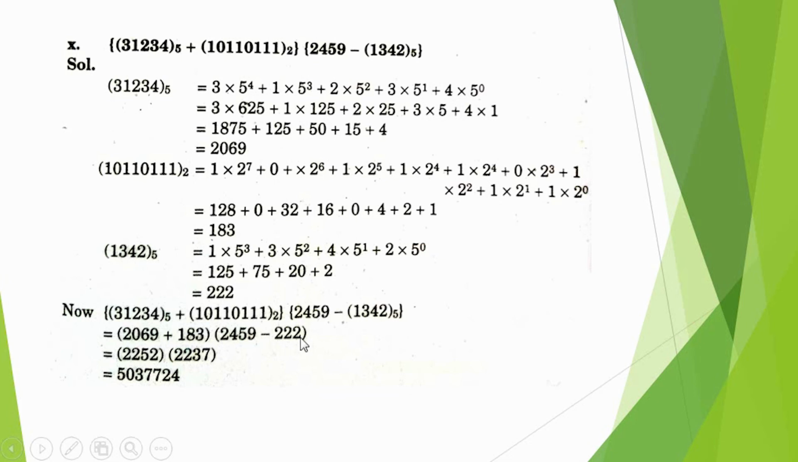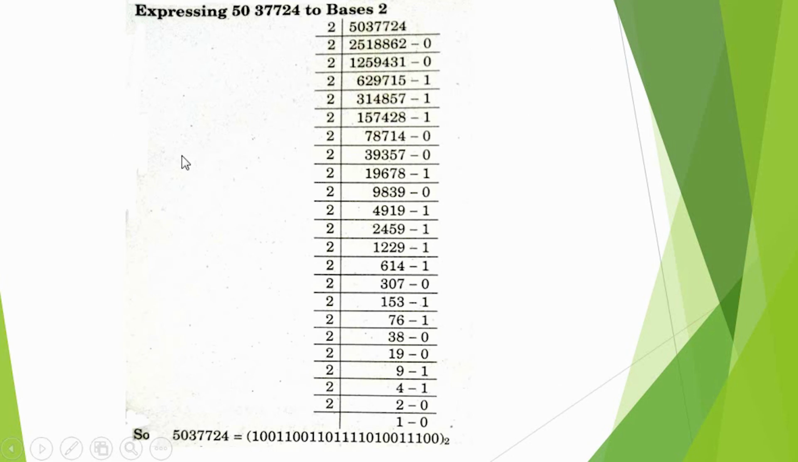Now we add these values, 2069 plus 183, 2459 minus 222. When we add these values, 2252, and when we subtract these values, 2237 comes. Now we multiply these values, 5,37,724 comes. Now we convert these values in binary number.